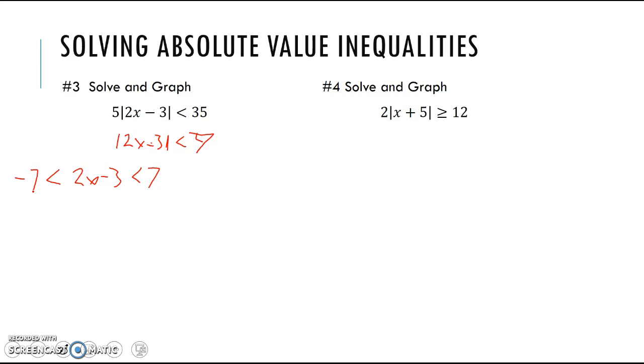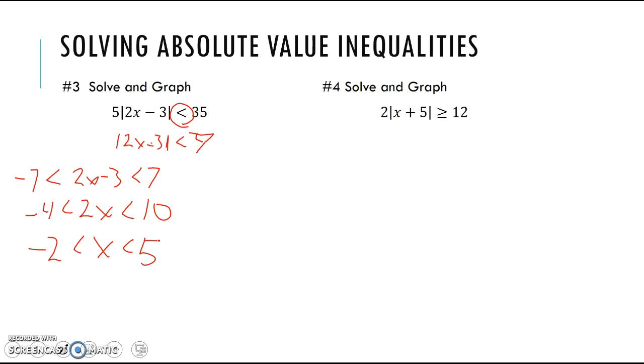I know it's an and because this symbol here is less than. So to solve this equation, I'm going to add 3 to both sides. So I'll have -4 is less than 2x, which is less than 10. If I divide by 2, I'll have -2 is less than x, which is less than 5.